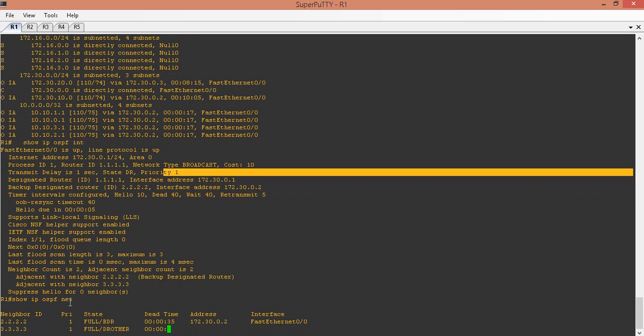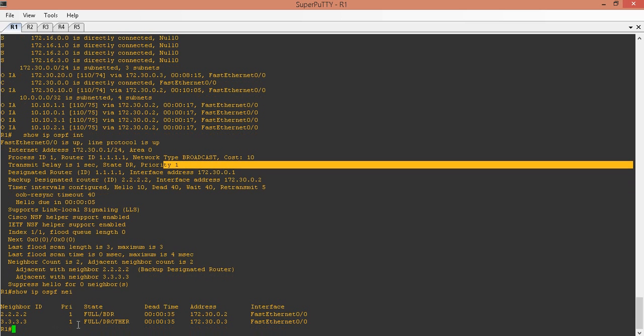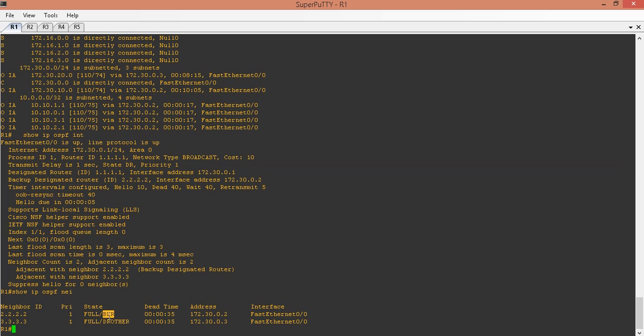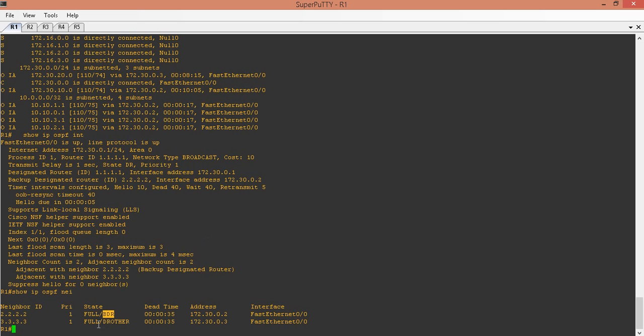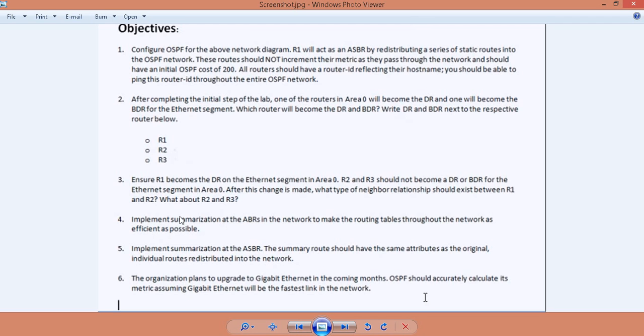So with show IP OSPF neighbors, I will be able to see from here which is the backup designated router. The backup designated router is router 2. We have router 2 as the backup designated router and router 1 as the designated router. So what is router 3? Router 3 is DROther. That means it is not a backup designated router, it is not a designated router, it is other, or it's nothing. Okay, so that is fulfilled. Let's go to the third question.